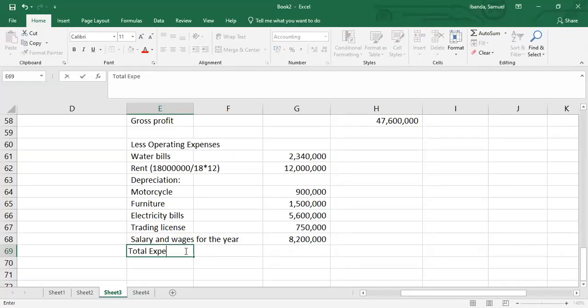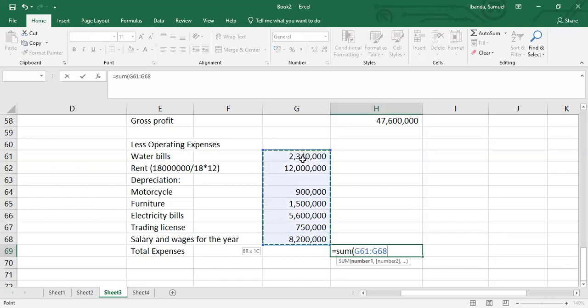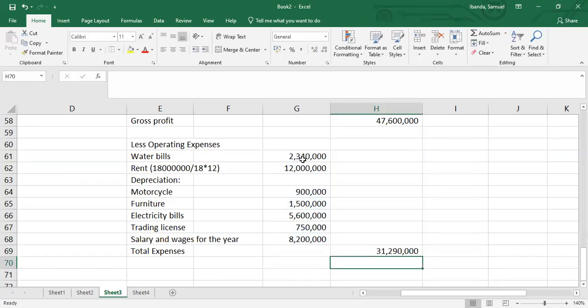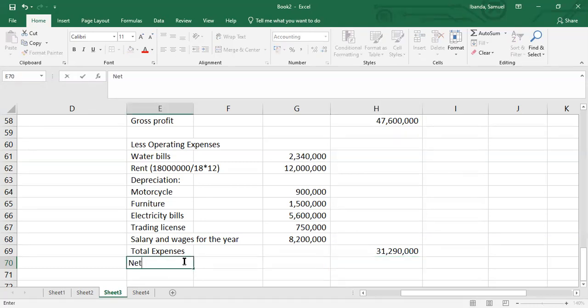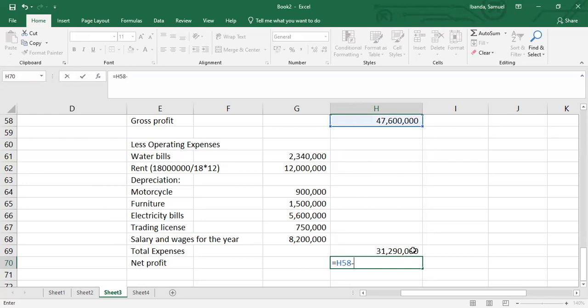My total expenses, the summation of all this, gives me 31,290. Now when I compare that with what I have up, remember I had 47,600 in terms of my gross profit. When you subtract the 31,290, you're able to get a net profit. And this net profit is basically this minus this, to get you 16,310,000. So this is your net profit, and this is where the question basically ends.